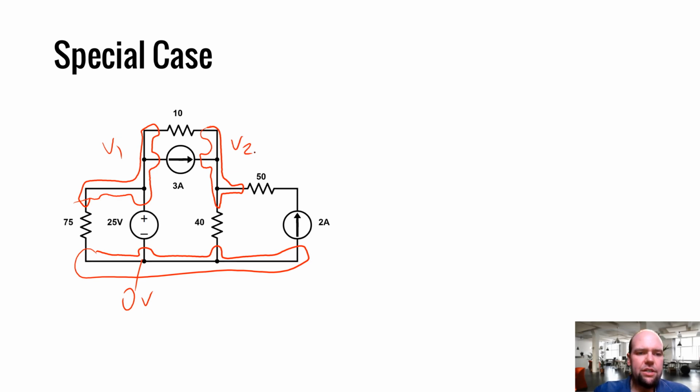Now let's start writing this equation. So starting at V1, sum of the currents flowing out equals 0. So at V1, what's this current down here? It's going to be V1 minus 0 divided by 75. What's this current down here? Uh-oh. Now we have an issue.